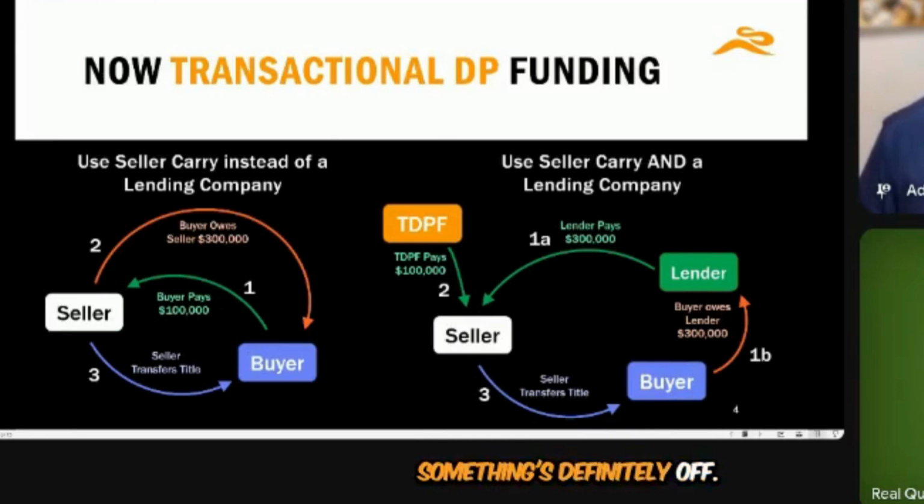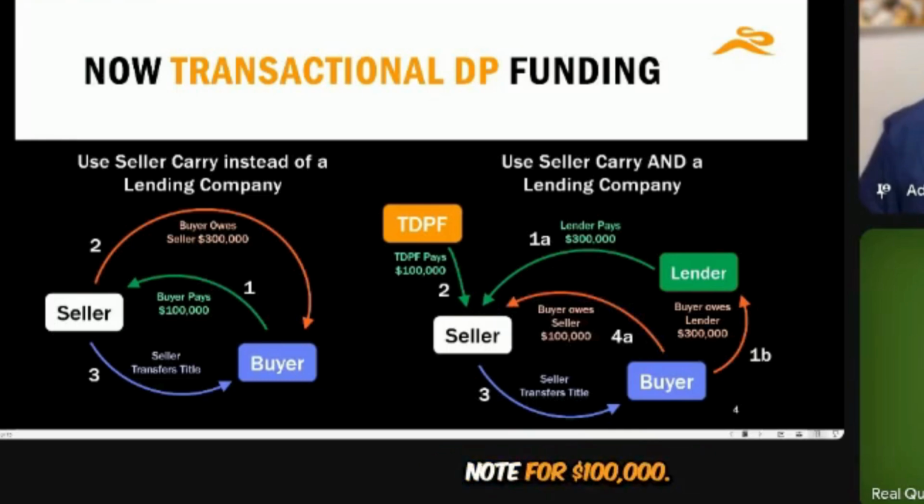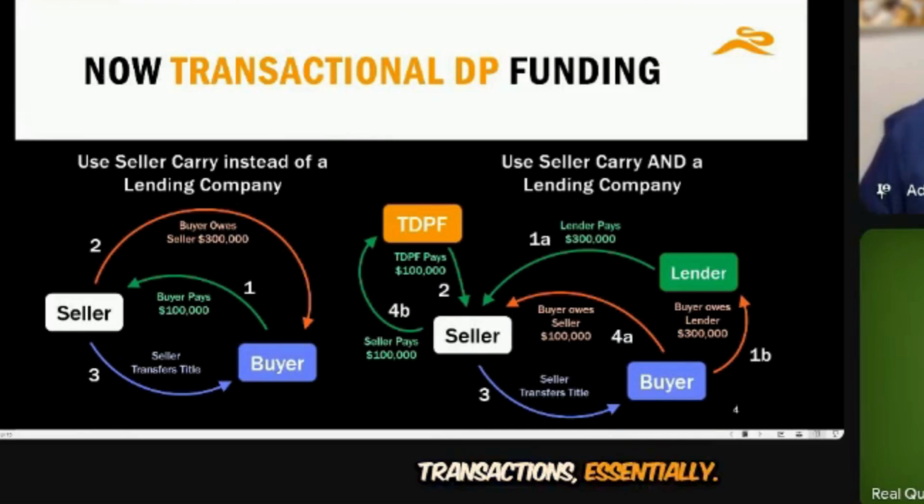Something's definitely off. And what happens here is that seller carryback note for $100,000. Remember, they were wanting a really large down payment, but they were willing to seller carry 25% in this example. So that seller carry note comes in, and then that's what essentially funds out the transactional down payment funder. That was a lot going on all at once, mingling two different transactions essentially.